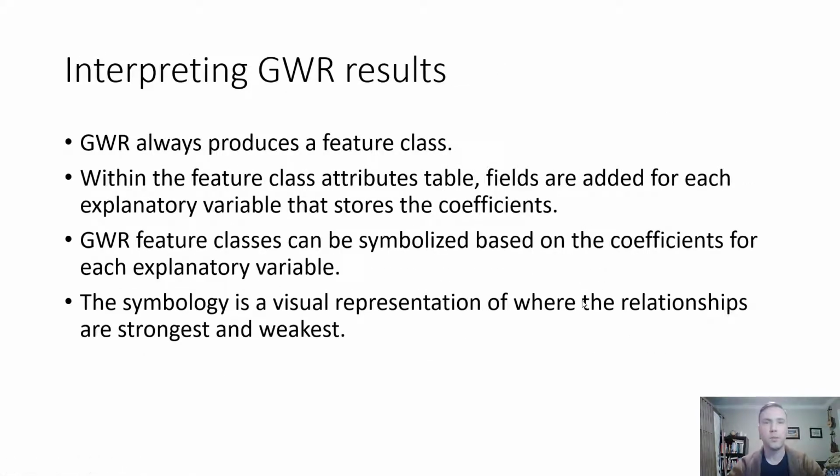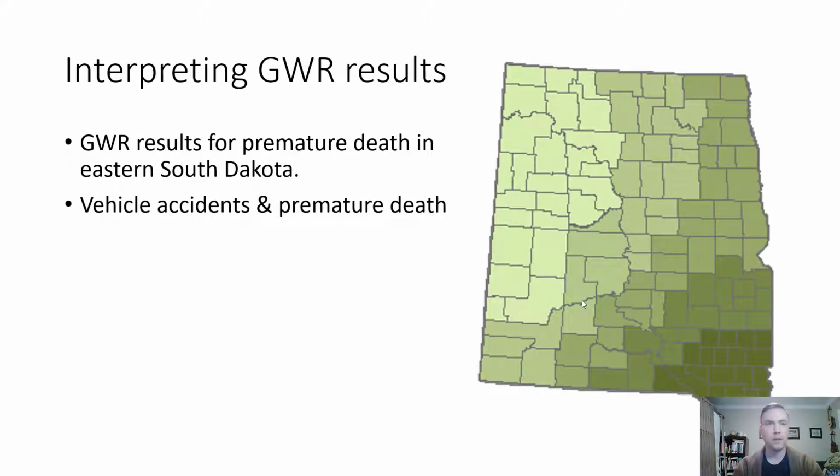So interpreting GWR results, what do the results actually mean? The good thing is that GWR always produces a feature class, basically polygons, right? Within the feature class attribute table, fields are added for each explanatory variable that stores the coefficients. GWR feature classes can be symbolized based off the coefficients for each explanatory variable, which you will do in today's lab. And the symbology is a visual representation of where the relationships are strongest and weakest.